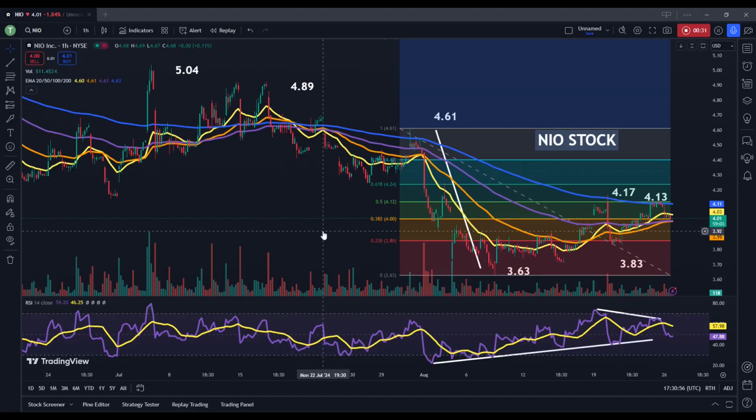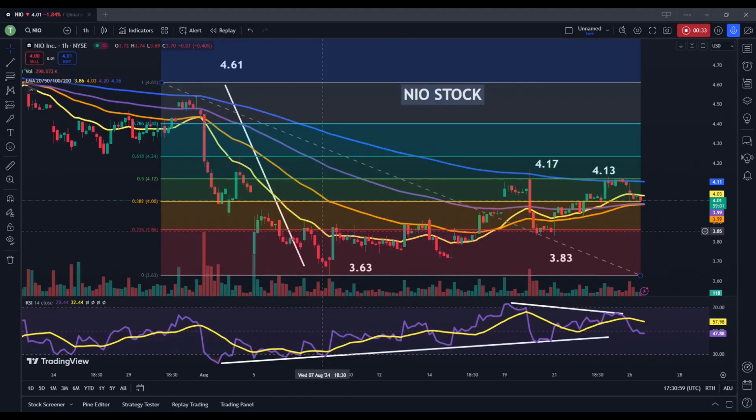So here we have the hourly price chart. And if we move into the price channel a bit here, we can see that there are some very significant support and resistance zones starting to develop for this stock. In this video, we will be outlining some very specific price levels, which can be used to establish profitable trading strategies for NIO stock in the days and weeks ahead.